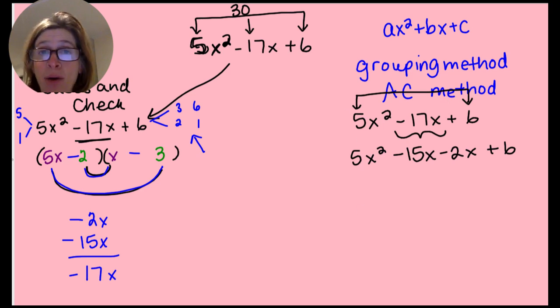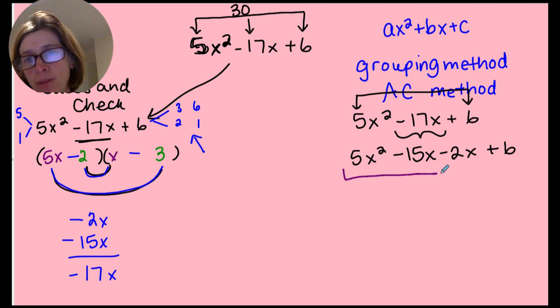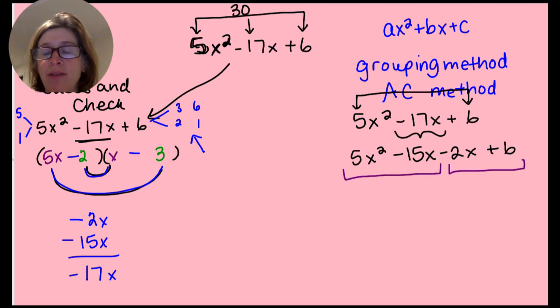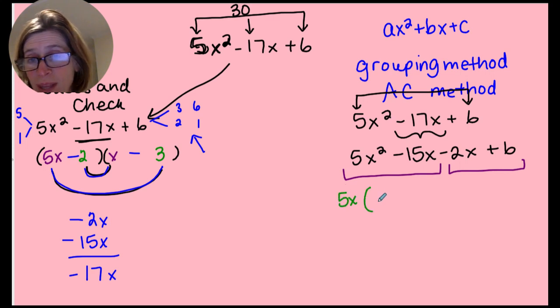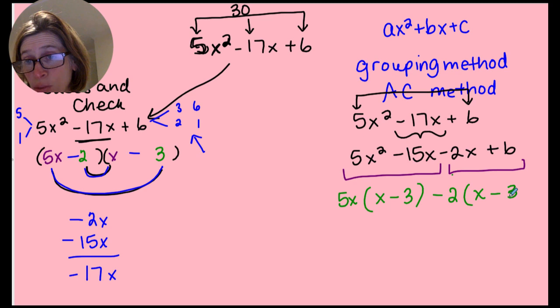All right, now I factor by grouping. Grouping is when we group together two terms of the now 4-term polynomial. So in the first set of terms, I would take out a 5x, and I would be left with x minus 3. In the second set of terms, I take out a negative 2, and I would also then be left with x minus 3.